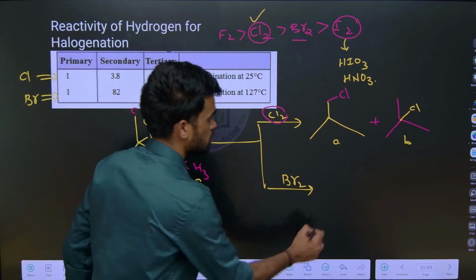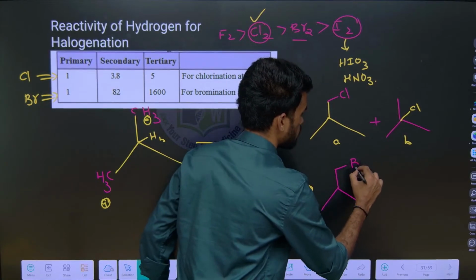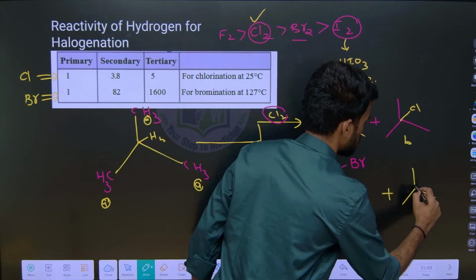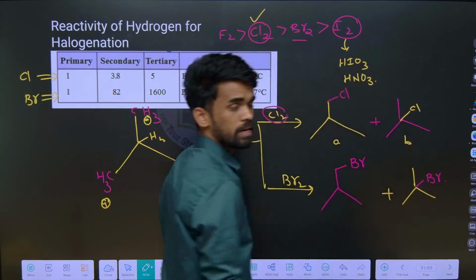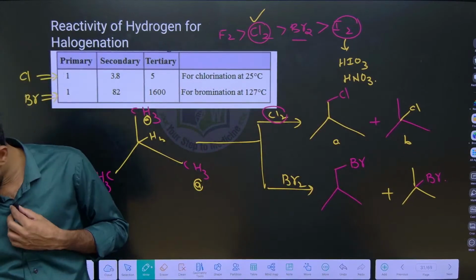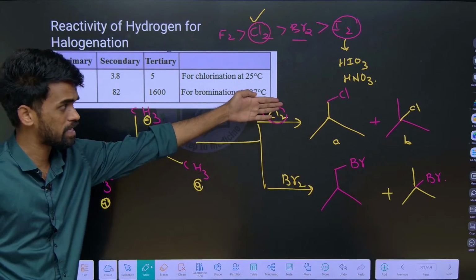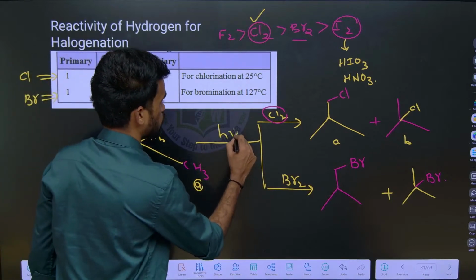Bromination also gives, like here, one bromine. Okay, then next, here also I can replace with one bromine, right? So these are the possible products we have. Okay, I hope it is clear. Whatever I explained in the first case, the same thing applies here also. In both cases we need to use sunlight.